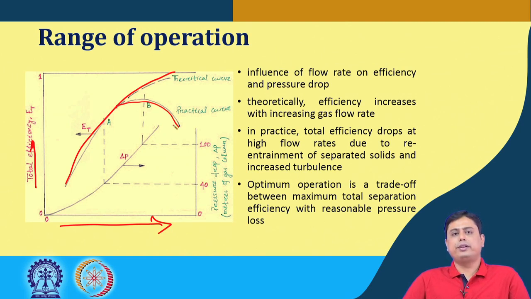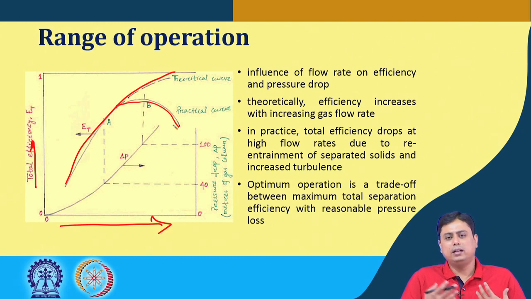The reason is the re-entrainment of the separated solids and increased turbulence inside the cyclone. Which means the particles that were dropping at the bottom of the cyclone in the conical section, this high velocity will take them again with it, and the efficiency will decrease because those solid particles cannot be captured further. With the increasing flow rate, turbulence is introduced, and the turbulence creates a more chaotic or random, uncontrolled flow pattern inside the cyclone, and that basically takes those particles again with it and then starts circulating inside the separator vessel.